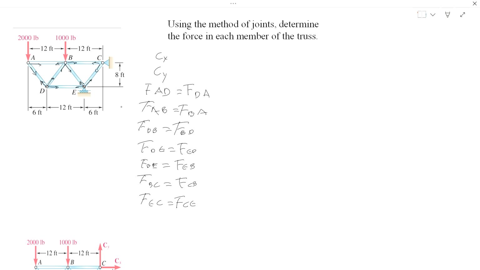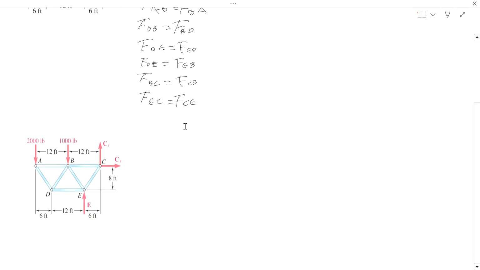Okay, they're asking us for all the forces here. Luckily, we can start by doing the full system analysis, which is decoupling these restrictions or the supports and finding Cx and E and Cy. To do that, we can do a summation of forces.